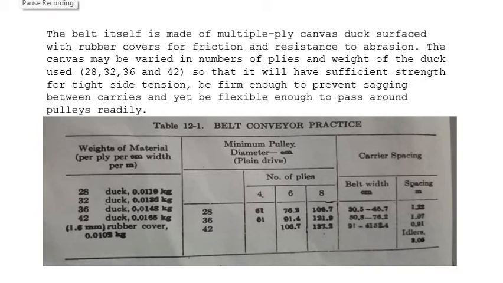So the belt itself is made of multiple-ply canvas duck surfaced with rubber covers for friction and resistance to abrasion. The canvas may be varied in number of plies and weight of the duck used, which are the following: 28, 32, 36, and 42, so that it will have sufficient strength for tight side tension, be firm enough to prevent sagging between carries, and yet flexible enough to pass around pulleys readily. So the table shows the belt conveyor properties.